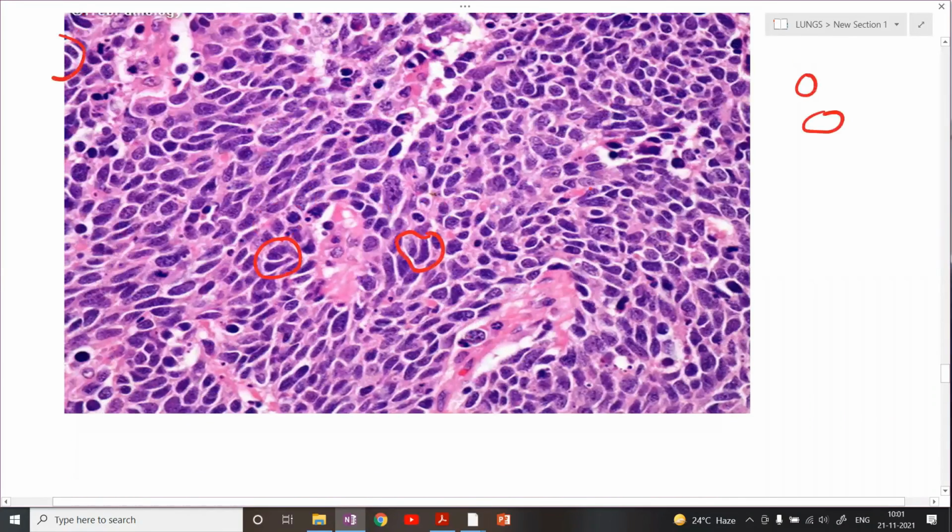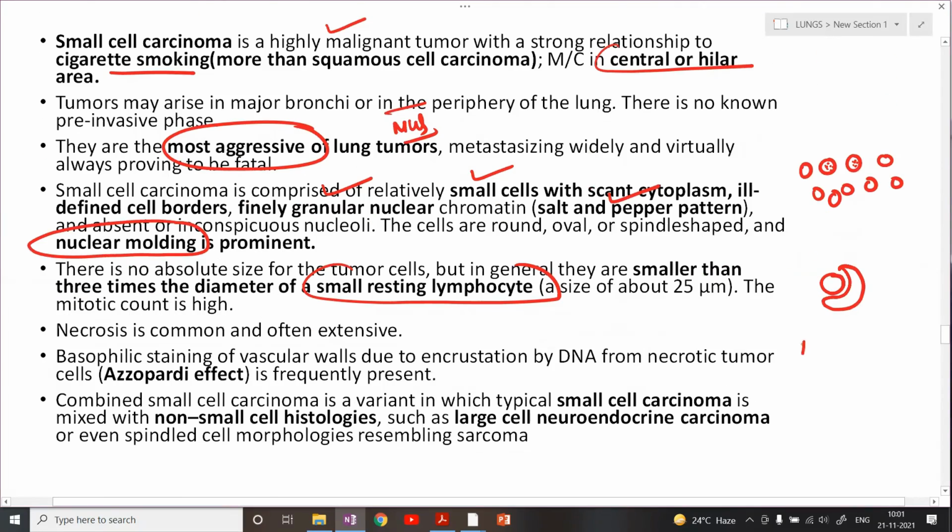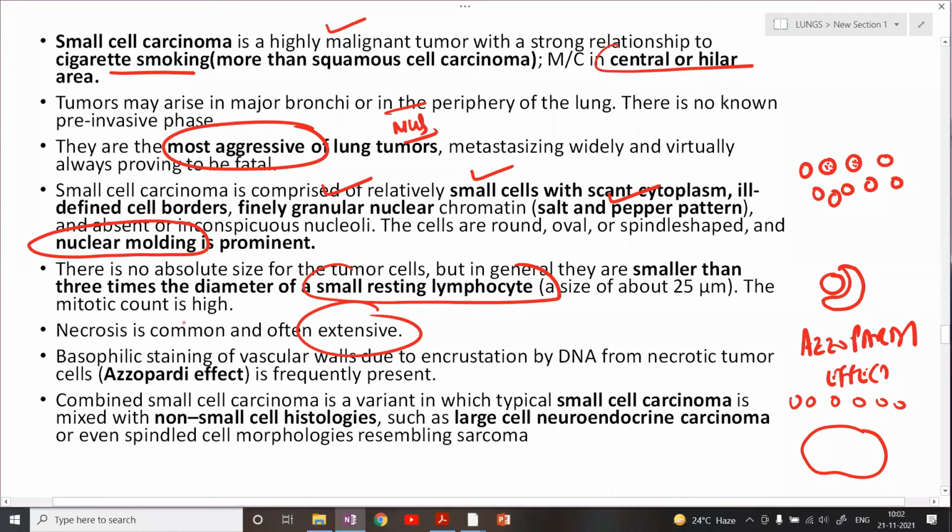Now, one important thing that we see in small cell carcinoma is called the Azzopardi effect. What is the meaning of this effect? For example, if this is a blood vessel, whatever cells are around it undergo necrosis. Necrosis is very common and quite extensive in small cell carcinoma. When they die, they leave behind DNA material, and this DNA material gets deposited along the walls of the blood vessels.